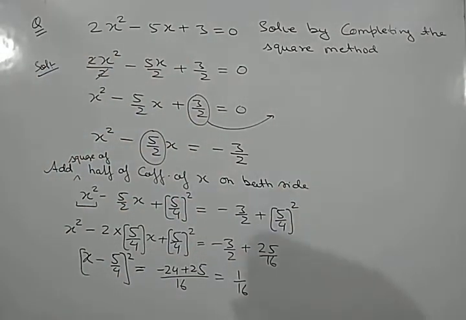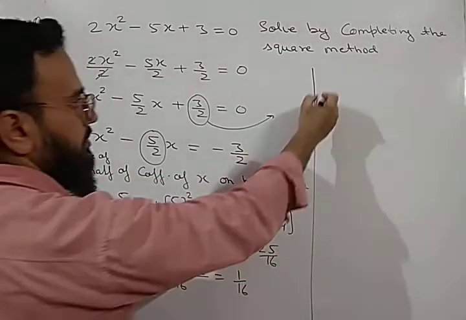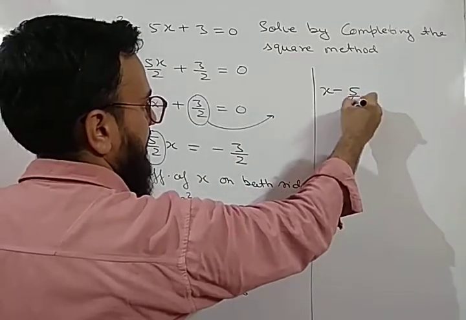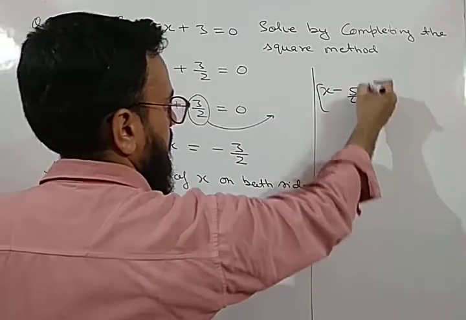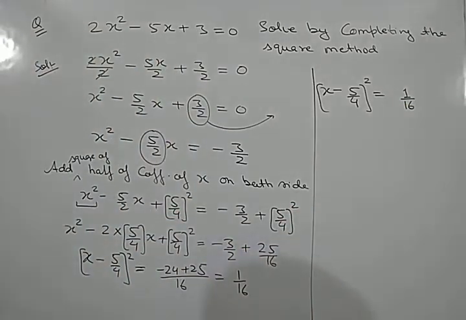Now solve it further. So we got the equation. We have made it a perfect square. It is (x minus 5 by 4) whole square, which is equal to 1 upon 16.